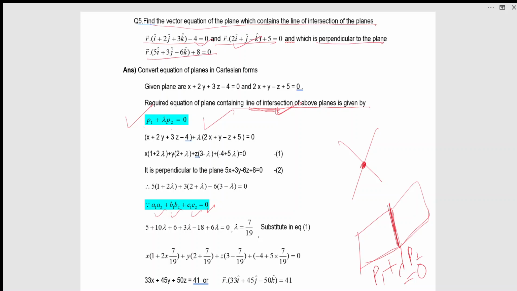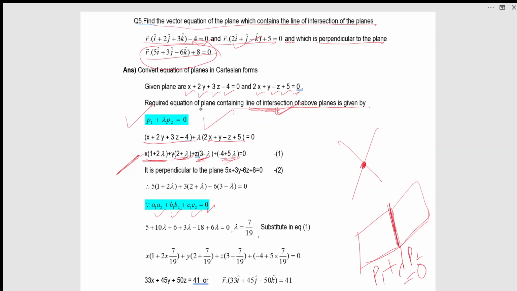So you can write down the equation in the Cartesian form. कैसे लिखोगे? I, J, K की place में x, y, z बस. So x plus 2y plus 3z minus 4. This is equation 1. And this is another equation. इन दोनों का intersection हो रहा है तो P1 plus lambda P2 equals to 0. Brackets open करके take x common. So x into 1 plus 2 lambda, y into 2 plus lambda, z into 3 minus lambda, और ये constant है.